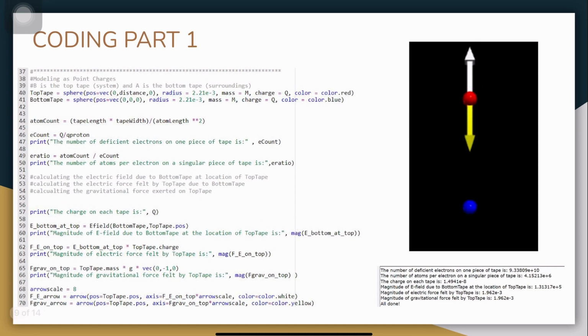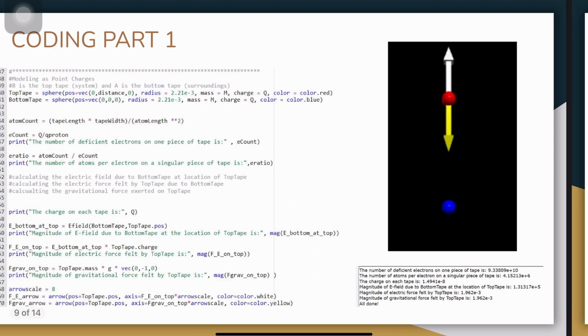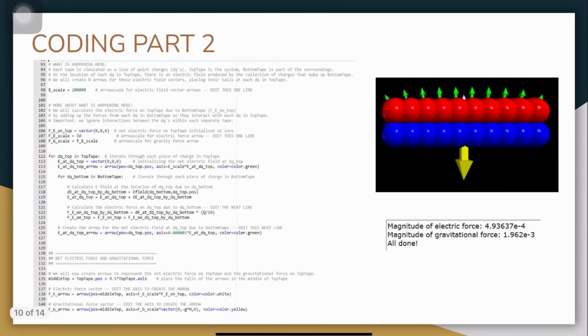For this first part, the gravitational force is in yellow and the electric force is in white. The red sphere represents tape B and the blue sphere represents tape A. This code is how we obtain the magnitude of these forces as well as the charge. For part 2, the same color code still applies, but in this case we see that the gravitational force is significantly larger than the electric force, unlike the previous slide.